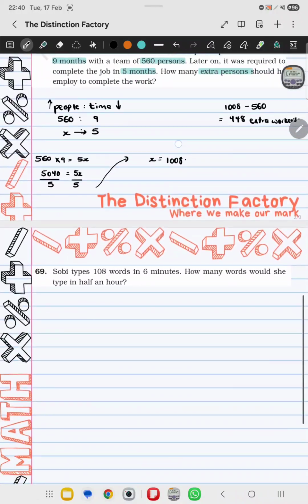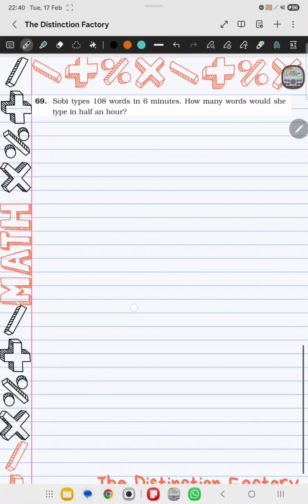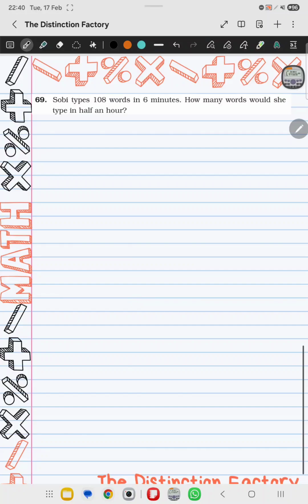Let us go over and try another question and see whether this is direct or indirect. It says that Sobi types 108 words in 6 minutes. Let us highlight some important parts here, which is 108 words in 6 minutes. How many words would she be able to type in a half an hour?